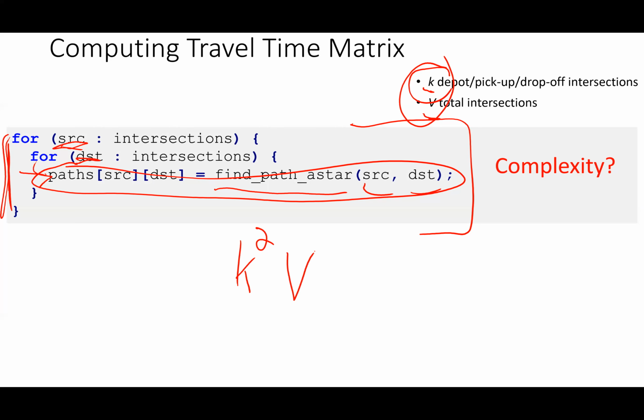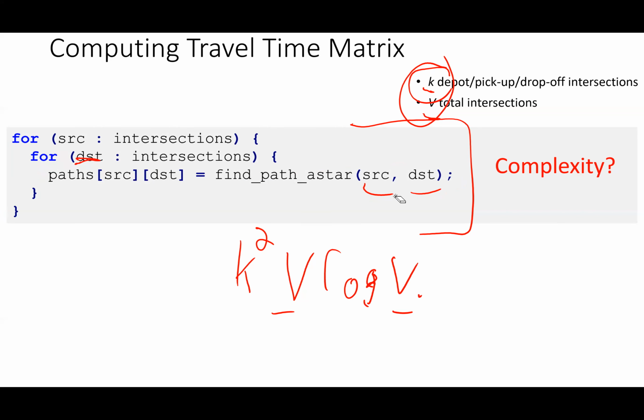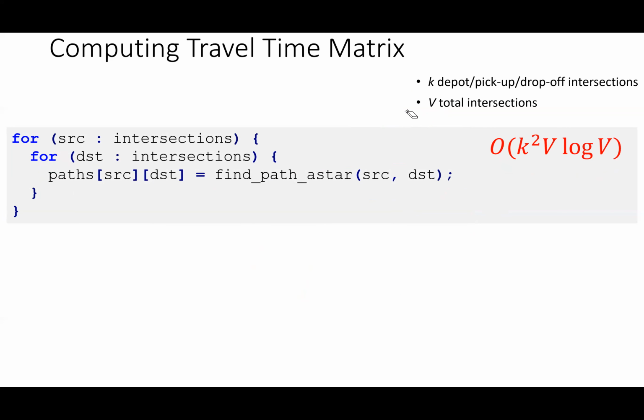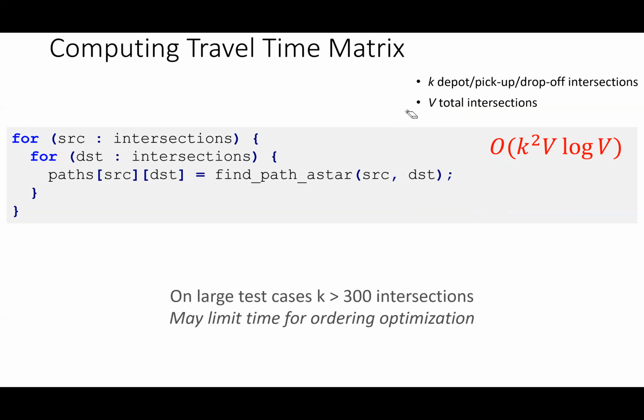How long does it take to put something in a priority queue or take it out of a priority queue? What do you think? What's the order of that, if we use a good priority queue? Yeah, so it's log, and it's log of the number of vertices that we could have. Okay, so it's k squared V log V. And it turns out that that's actually a bit slow. You don't know exactly how slow that is for the problem sizes we're going to give you, but it turns out to be a bit slow.